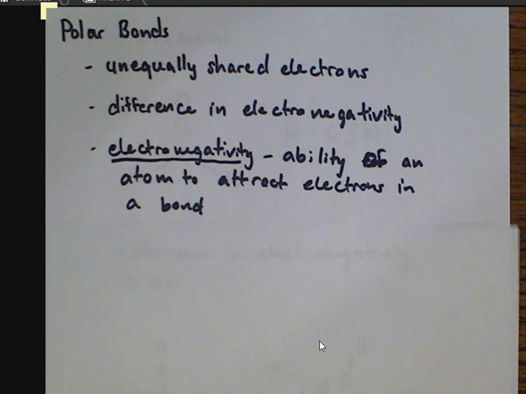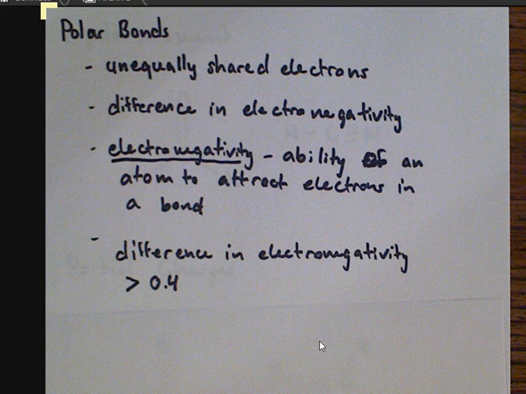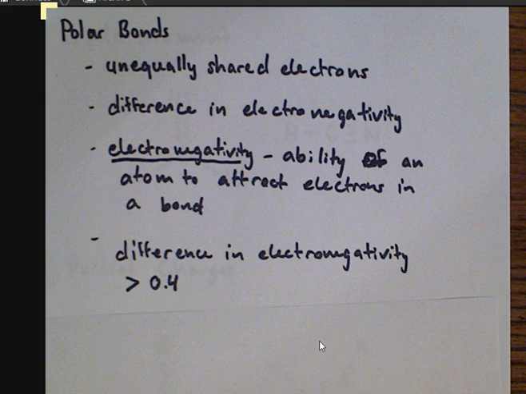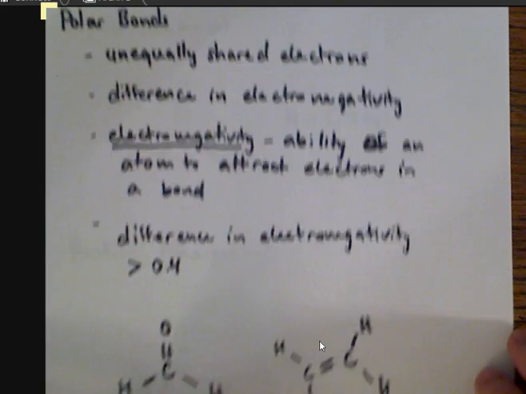Anytime you have a difference of more than 0.4 in electronegativity between two bonded atoms, you're going to have a polar bond. So let's look at a few examples of that with a few different molecules here.